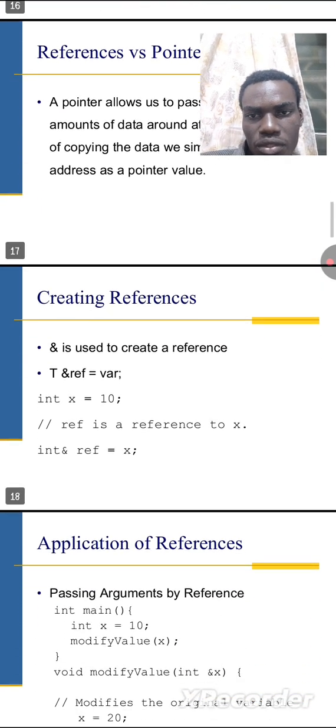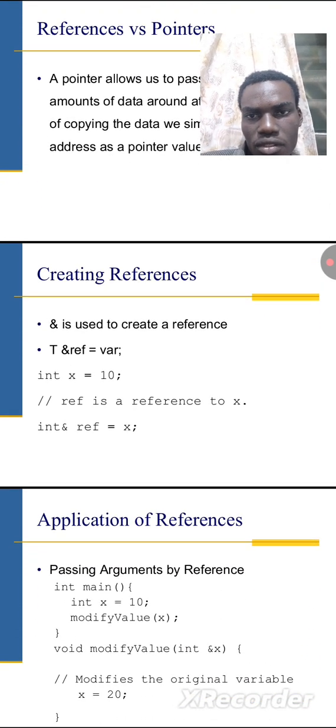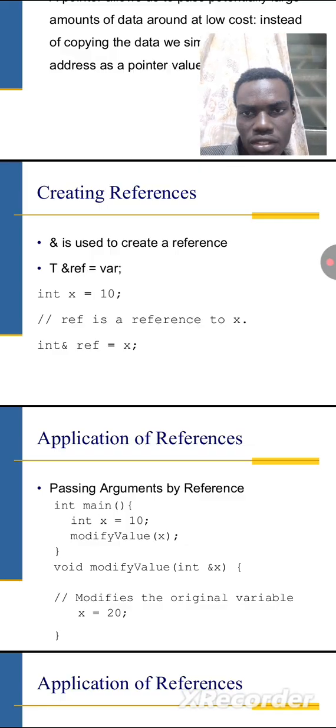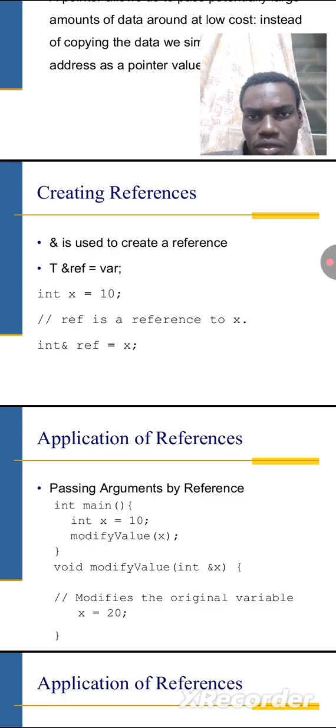Now, creating a reference. We use the ampersand. It's used to create a reference. So here's an example. We have the variable, and then ref is a reference to x.